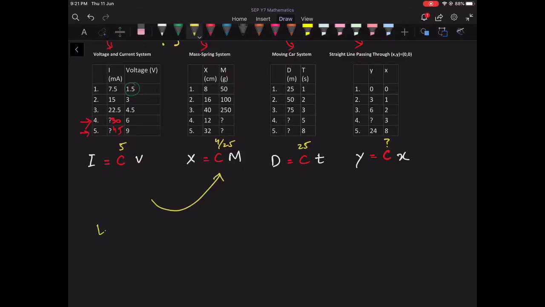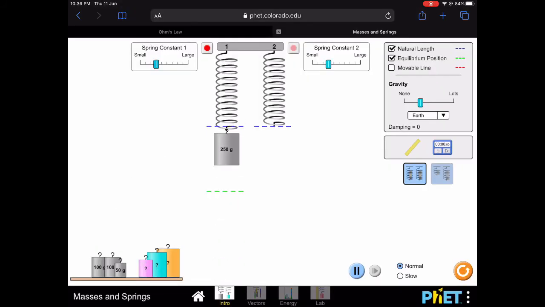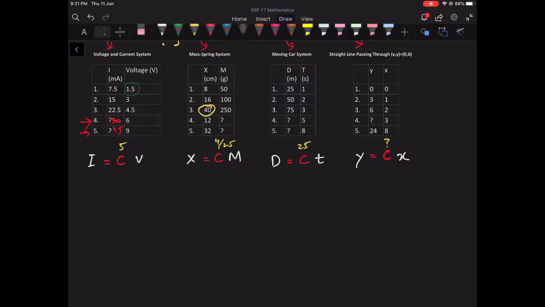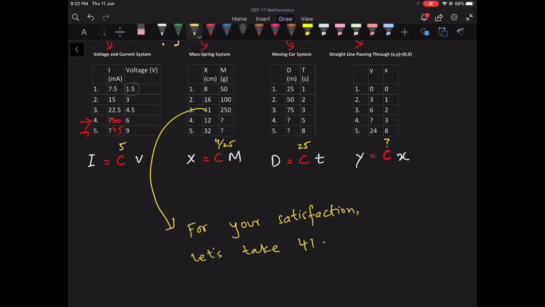Let's move on to our mass spring system, in which there are two variables, extension x and mass m. We remember we had a confusion of choosing 40 centimeters over 41 centimeters when we measured the extension of 250 gram mass. For your satisfaction, I'll take 41 centimeter, which was the actual reading, and we'll see the difference between 40 and 41 centimeters.